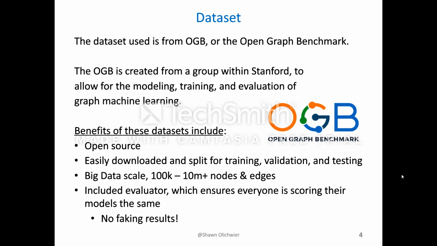So the data set that we're pulling is from OGB, the Open Graph Benchmark, and it's a group within Stanford that is trying to push graph neural networks forward. So they have open sourced, readily available big data sets specifically for working with graphs. Right, we have 100,000 to 10 million nodes and edges. So that is very, very big data.